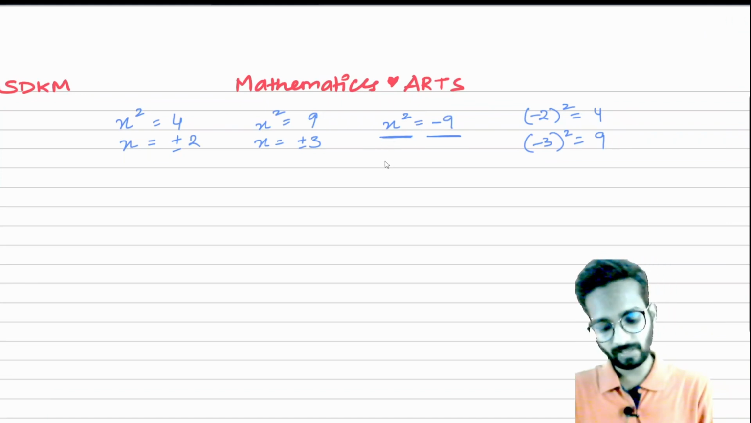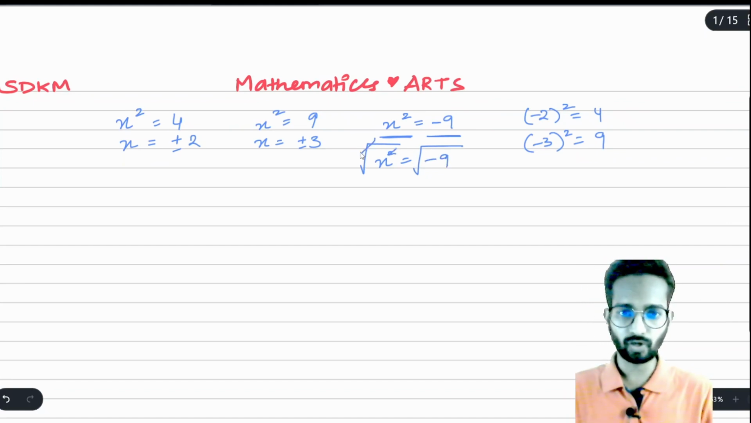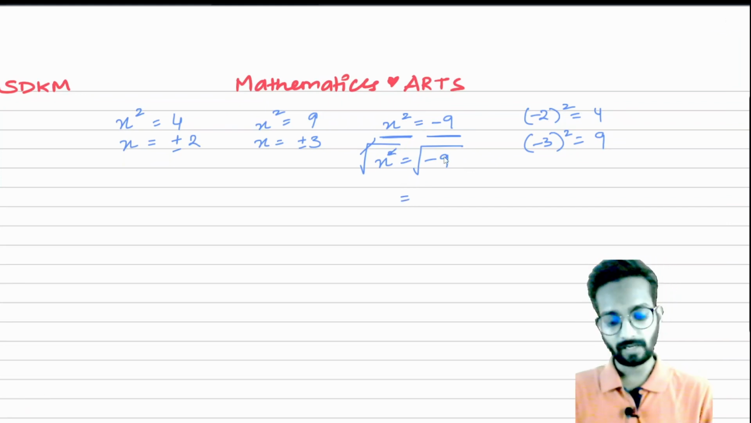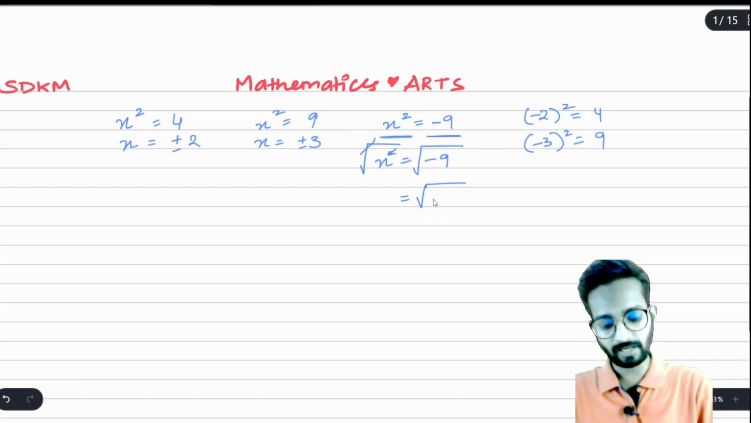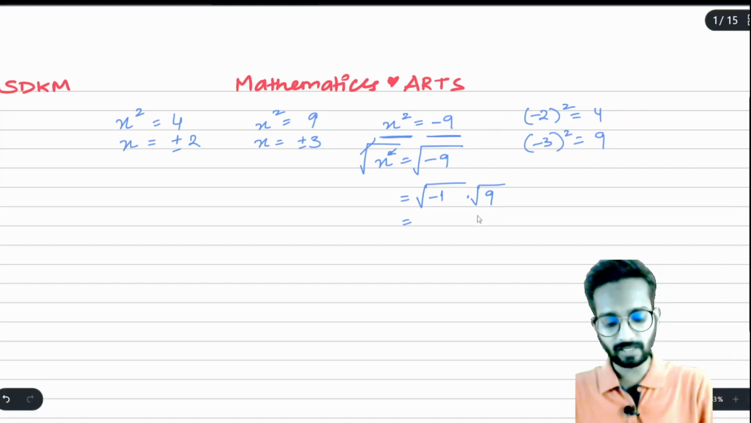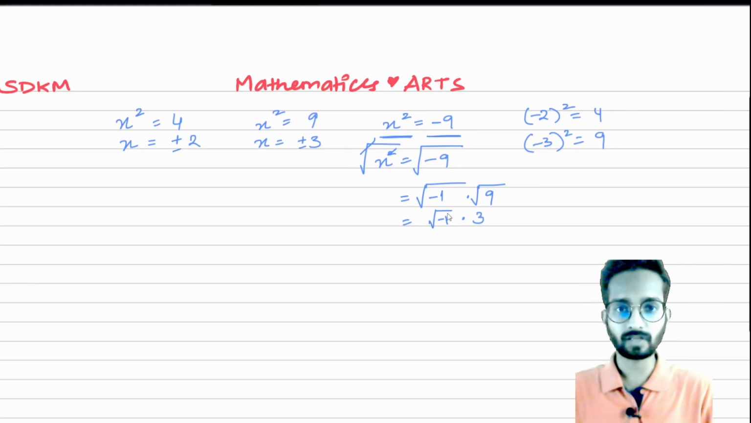We can write x is equal to, taking root on both sides, root of minus 9. So this square and root get cancelled. We all know that. But now solving root of minus 9 was a problem, and we know that we can write it as root of minus 1 into root of 9. Root 9 we can convert into 3, but the problem was, what shall we do of root of minus 1? We were not able to solve it.